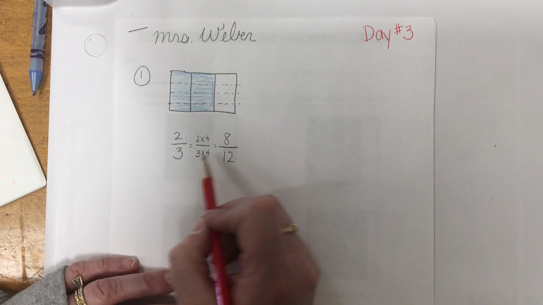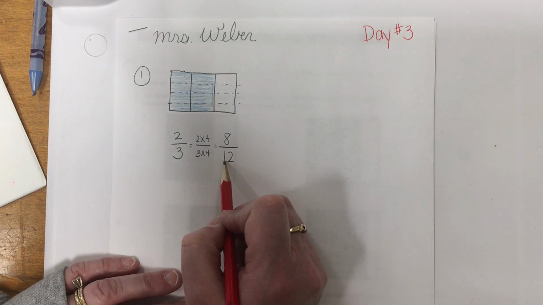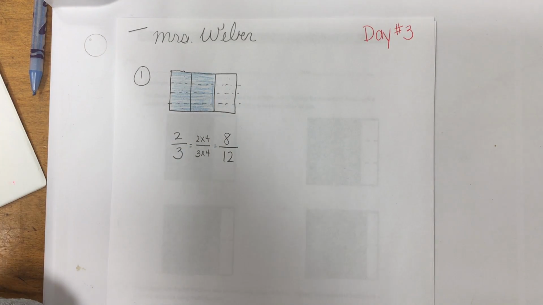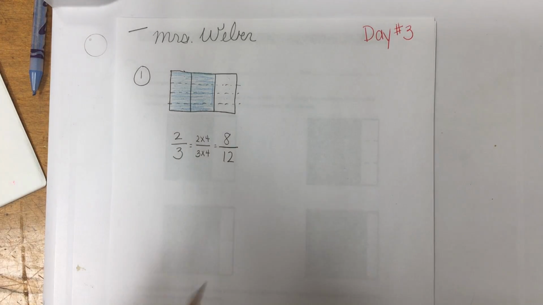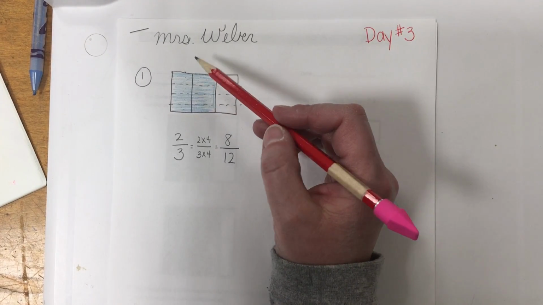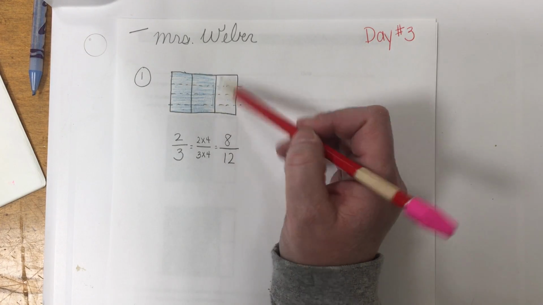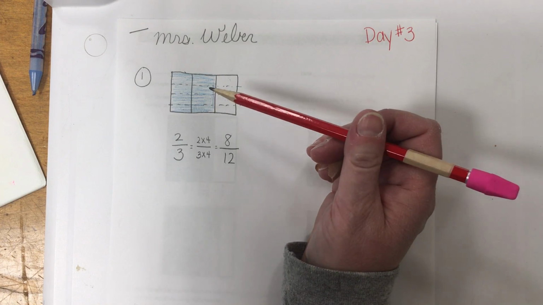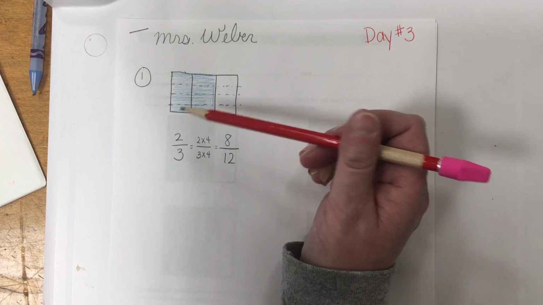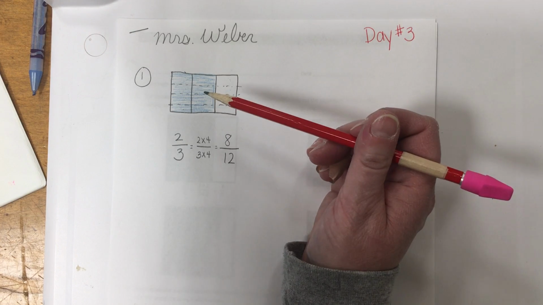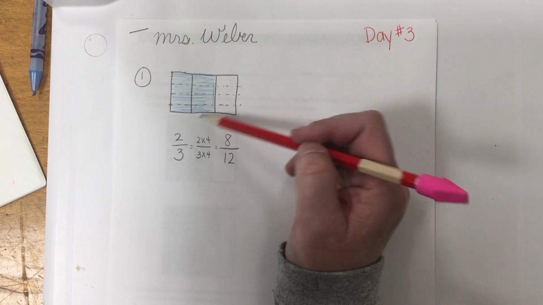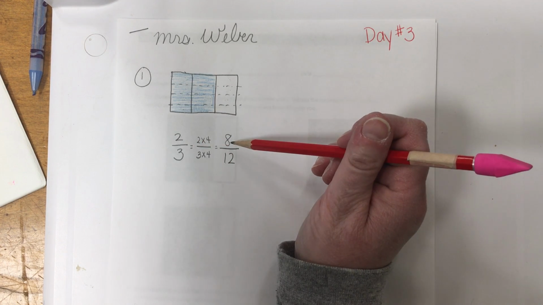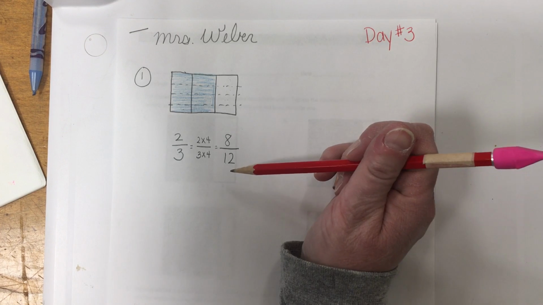2 times 4 is 8. 3 times 4 is 12. How do I know the fraction is still representing the same amount? Well, I didn't shade in more blue. I didn't erase. It's still the same amount. Now, there might be smaller units instead of a few bigger ones, but this area stayed the same. So I just proved that 2/3 is equal to 8/12.